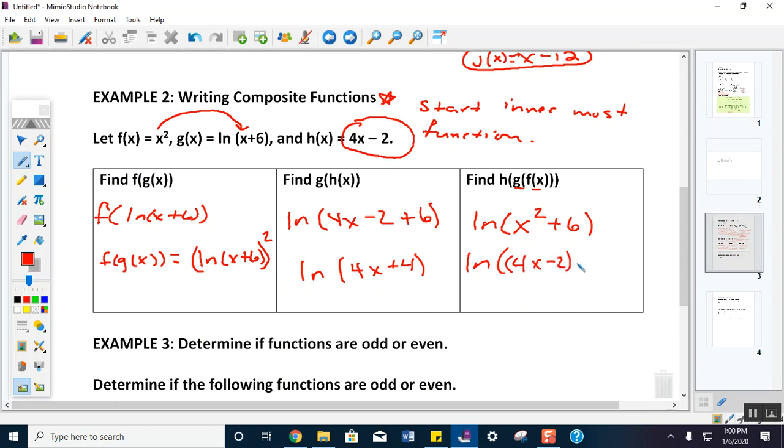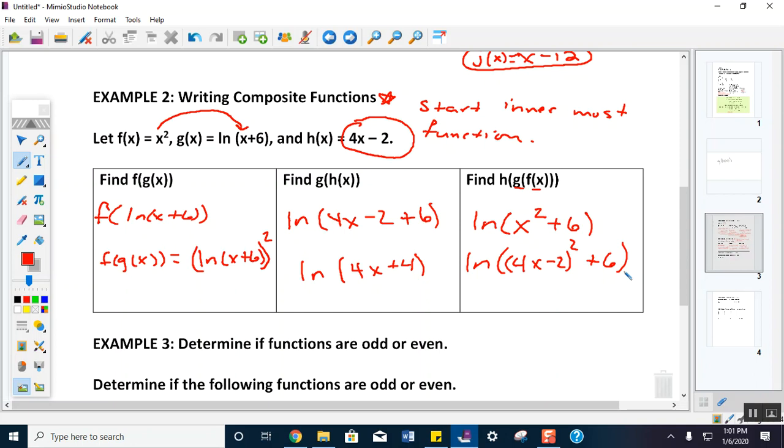Where'd the x go? I don't know how you got it. Hey, f of x is going into what? Okay. I have a question. So f of x is right here, right? Do you guys agree with the first one? F going into g becomes natural log of x squared plus 6. You agree with that step? Yeah, I have a question.